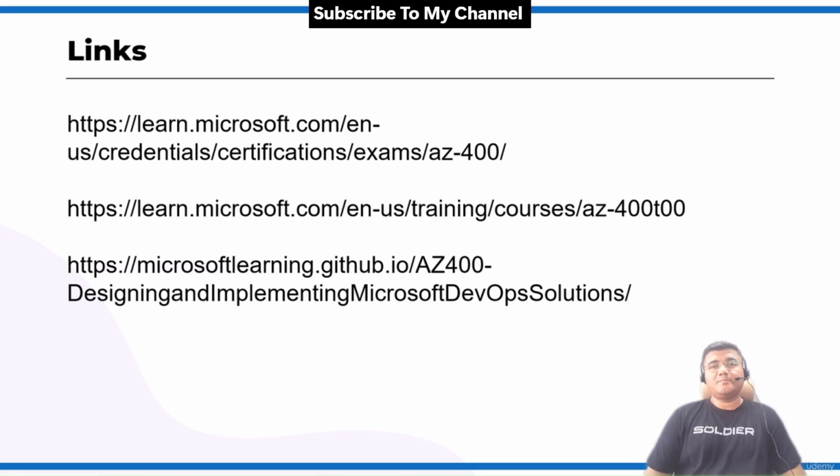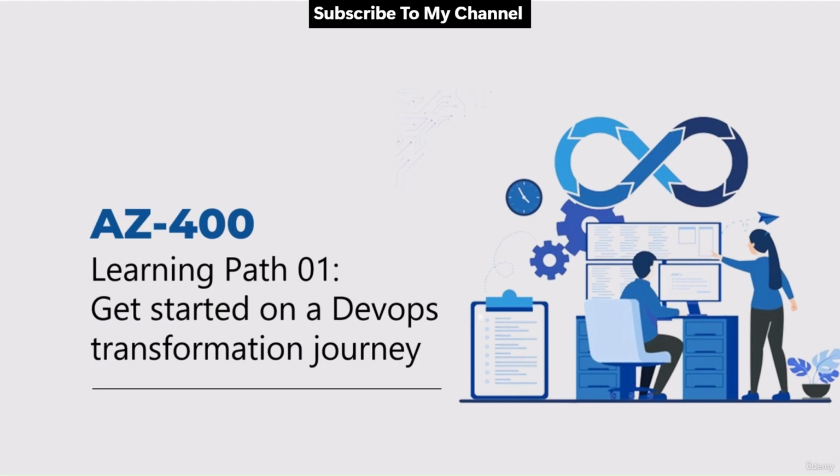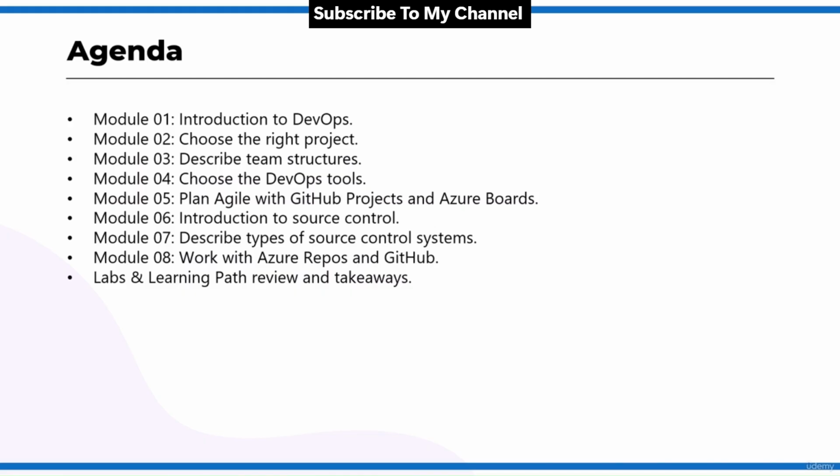Okay, so now as we know, AZ-400 is actually having 9 different learning paths. Let's start with our first learning path, which is going to be starting our journey on DevOps. In this learning path, we have total 8 modules which we are going to focus on, and after these 8 modules, we have 1 lab which we need to complete.